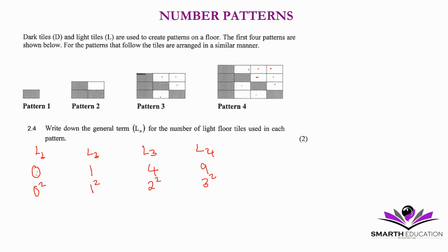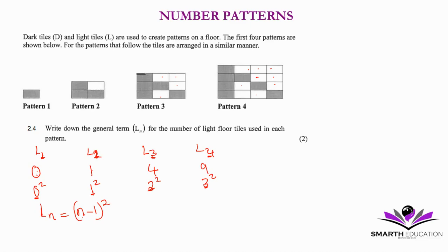If you say 1 minus 1, we get 0. Then 2 minus 1, we get 1. 3 minus 1, we get 2. 4 minus 1, we get 3. So it means our Ln is equal to (n minus 1) squared. Ln is (n minus 1) squared.